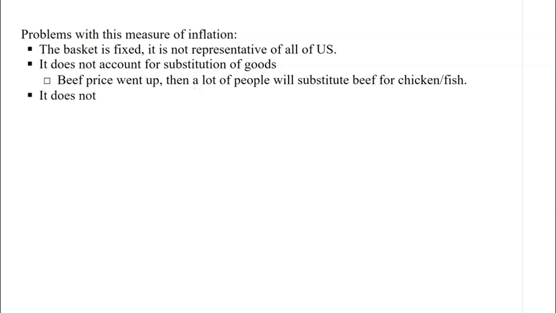Also, it does not consider improvements in quality. So over time, things may get better in quality, and that improvement in quality may not be reflected in price. So imagine something like cell phones. A smartphone is definitely more expensive than a regular brick cell phone. So in that case, there is improvement in quality. People are paying more for that product, but CPI would just say, yes, inflation is there because if cell phone is in the basket, the price has gone up.